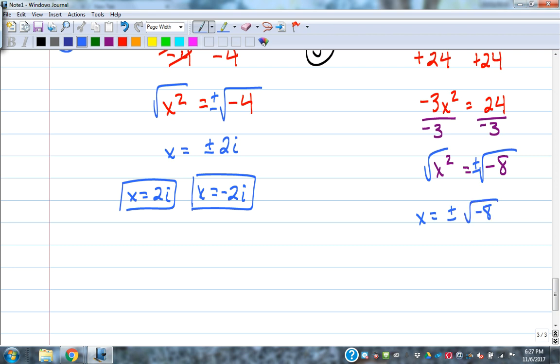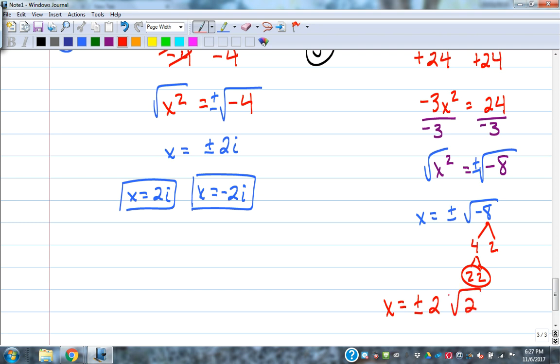Now, does the square root of negative 8 break down any? Can I do a factor tree for 8? Yeah, it's 4 and 2, 2 and 2. There's a pair of 2s. So what does it turn into? Plus or minus 2.